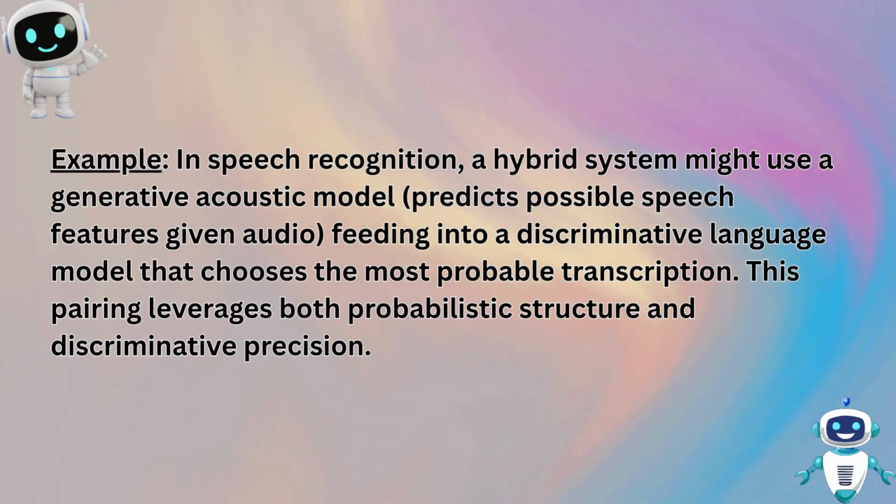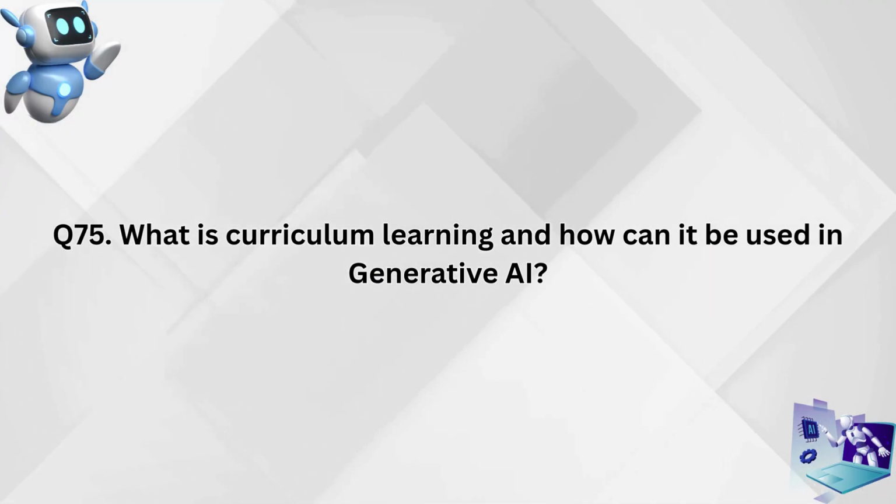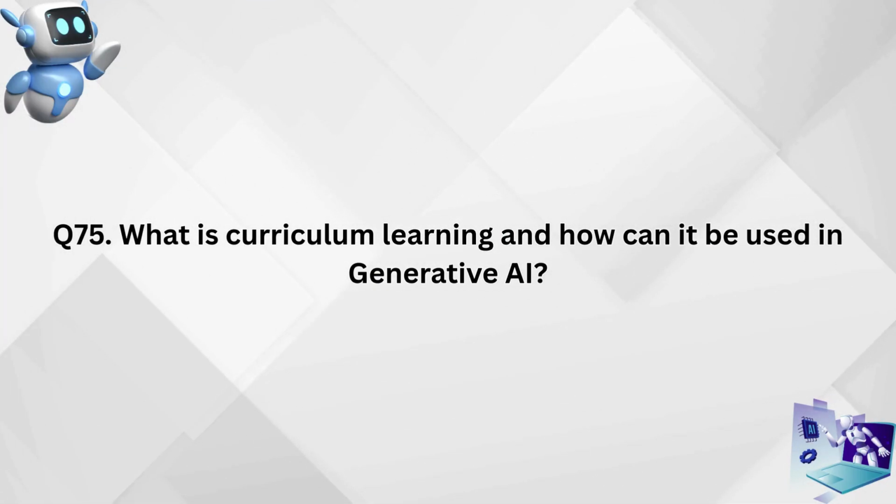Example: in speech recognition, a hybrid system might use a generative acoustic model that predicts possible speech features given audio, feeding into a discriminative language model that chooses the most probable transcription. This pairing leverages both probabilistic structure and discriminative precision. What is curriculum learning, and how can it be used in generative AI?